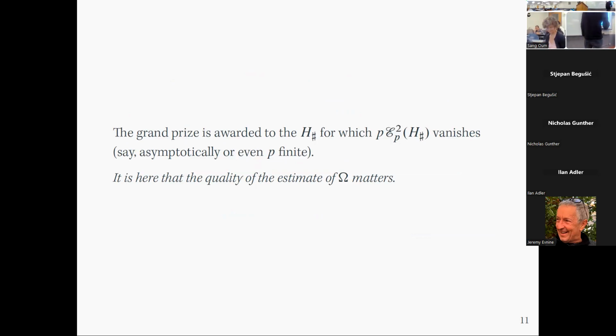The grand prize is awarded to H sharp, for which P times that vanishes. So this is P times, you can think about the length of that vector E, or you can think about just Q entries multiplied by P. But if that vanishes, or maybe it's even 0 for some finite P, that's the best you can do. I mean, that would be very impressive in my opinion.